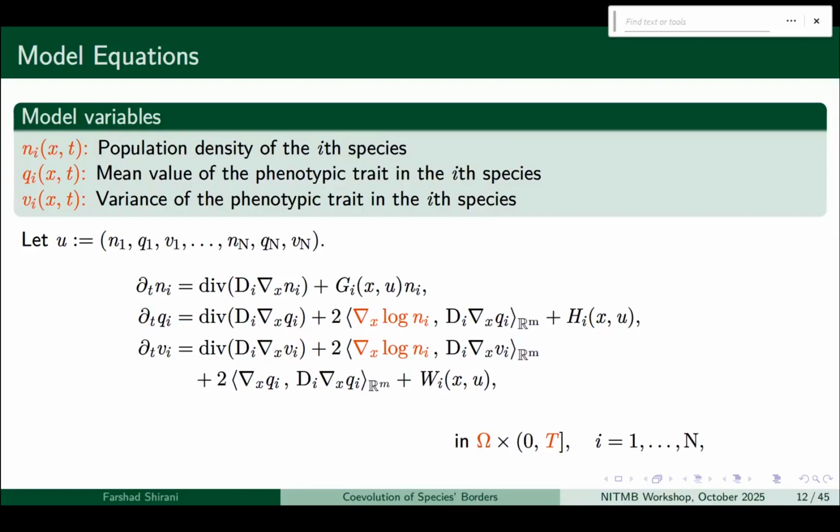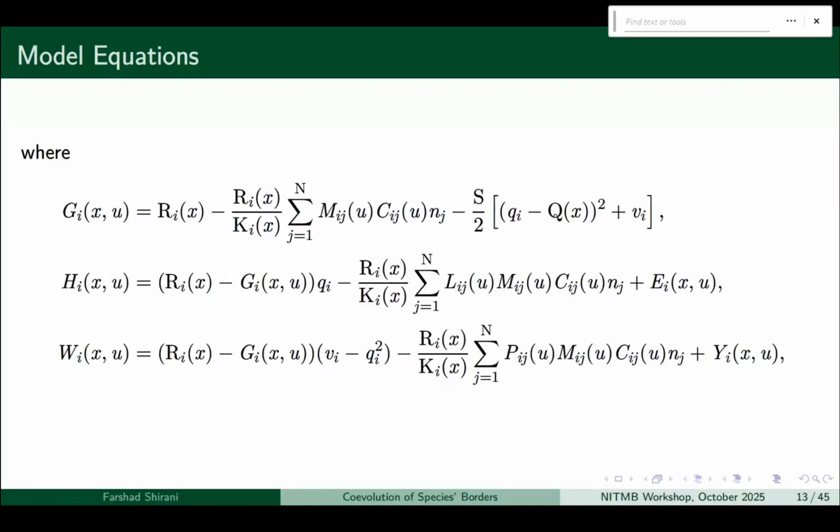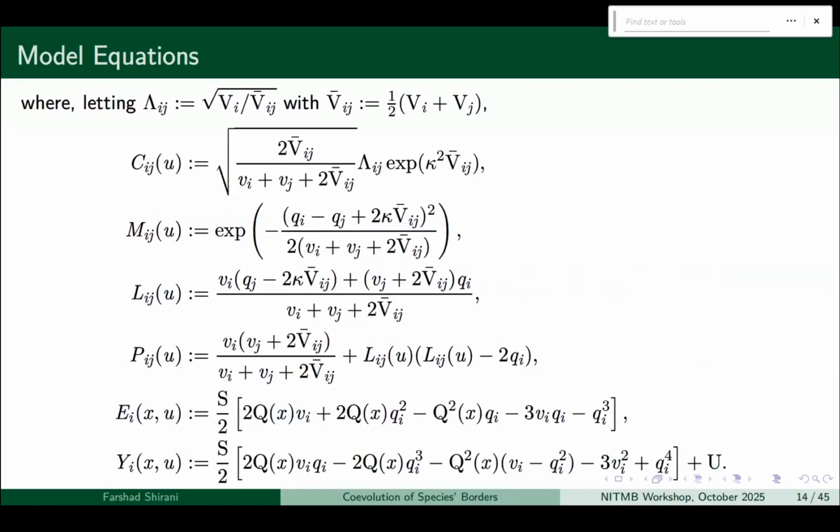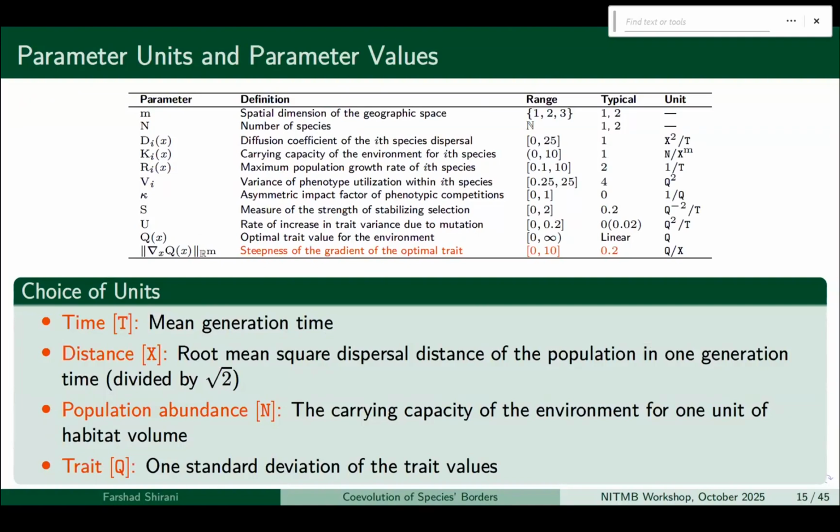We substitute these ingredients in that basic master equation that I showed you. Then we derive the mean field models by finding the first moment and second moment. And then we find these equations for the evolution of the population density, trait mean, and trait variance for each of the species inside the community. These nonlinear terms, G, H, and W, have these forms, and then those other terms inside have these forms. So the equations are large. We have to solve them numerically. For that, we need to find reasonable parameter values.